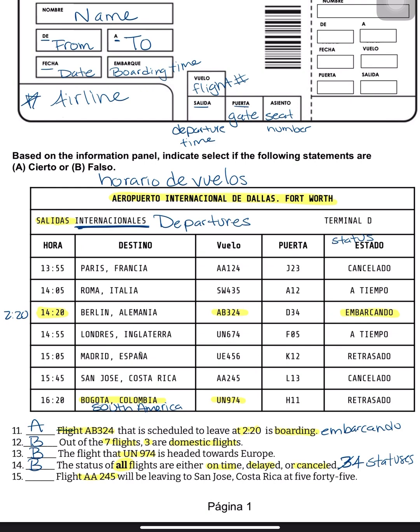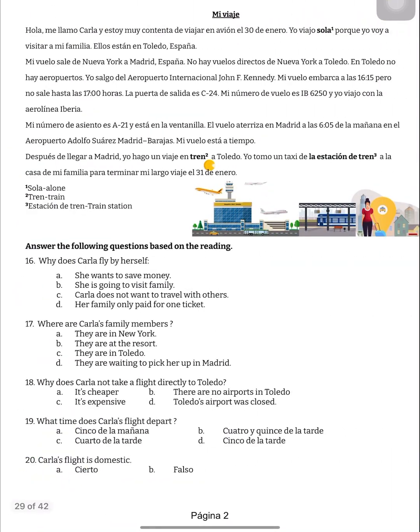Now we go to flight 245. I'm going to go ahead and highlight that, and it's going to be leaving San Jose, Costa Rica. So let's go over here. Yep, it's from San Jose, Costa Rica, and does it leave at 5:45? First of all, I'm gonna go over here. Now, if you don't remember, you subtract 12. Okay, so that leaves me with 3:45. So that makes this false. Okay, moving on, let's go on to the next page.